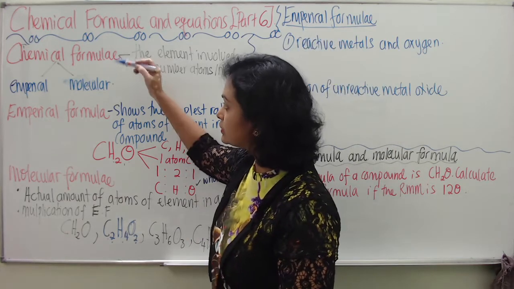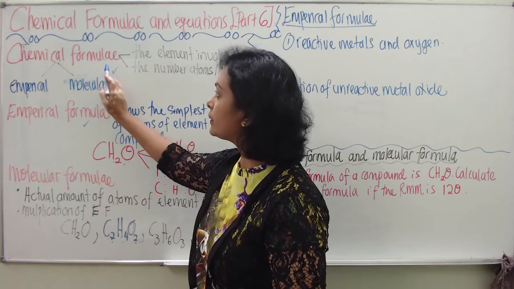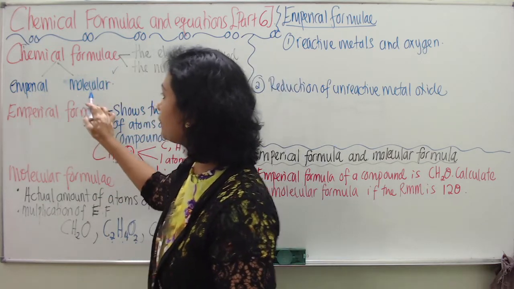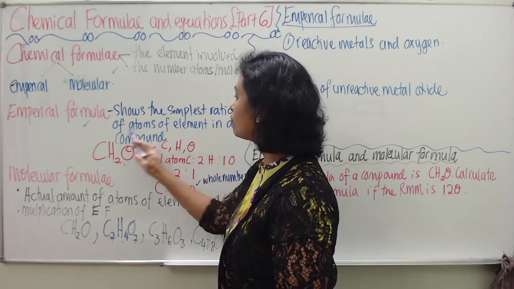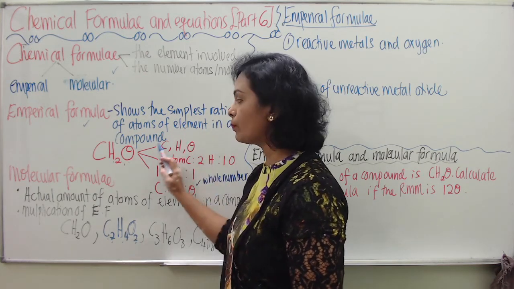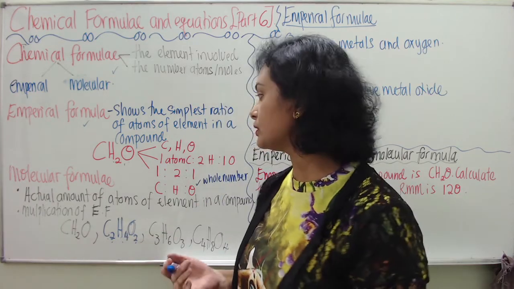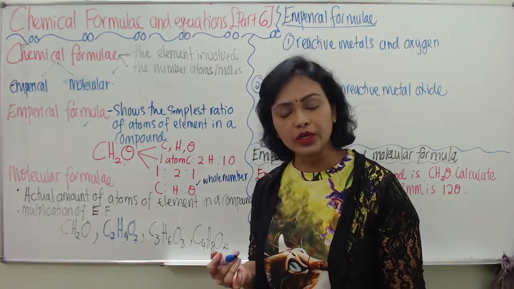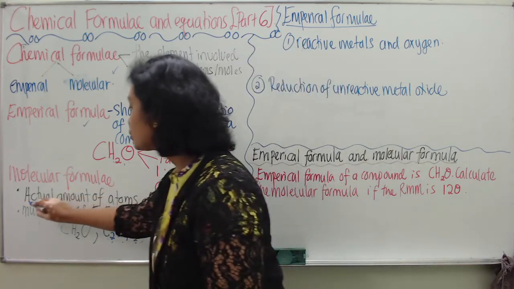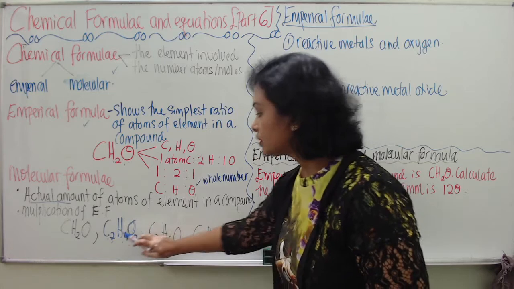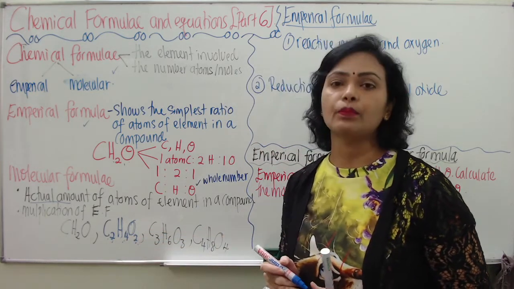Now, I hope students can understand the meaning of chemical formula and empirical formula. Chemical formula consists of empirical and molecular formula. Empirical formula is the simplest ratio of atoms in a compound. Molecular formula is the multiplication of the empirical formula, which shows the actual amount of atoms of elements in a compound.